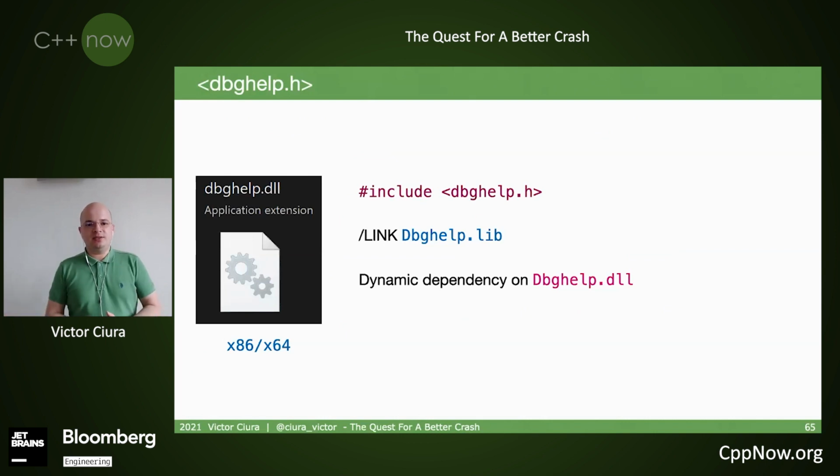The Debug Help.dll. This is a well-documented API. Debug Help.h. You can link to this library. You can add the dynamic dependency on Debug Help.dll. It's up to you how you choose to handle it.